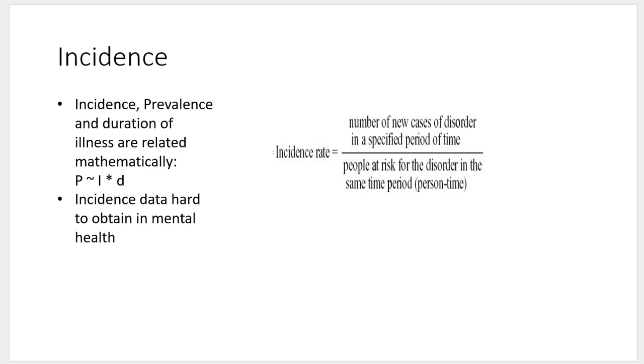People can rarely tell you exactly when their psychosis or their mania or their depression had an onset. Particularly, this is true in disorders like schizophrenia, where there may have been a long premorbid phase. So we tend to see much more prevalence studies in mental health.